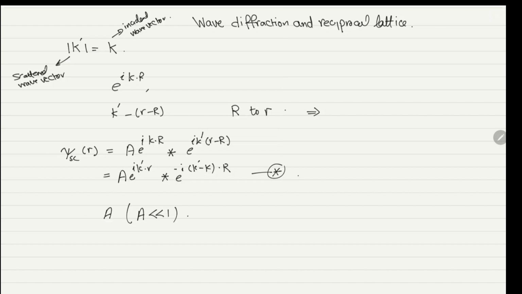Now to generalize for all atoms, we have to sum all individual waves over all atoms of the crystal. In this case psi scattered, or the wave, total at r equals a e to the i k prime dot r times the summation over all atoms of e to the minus i, the phase difference (k prime minus k), dot R.